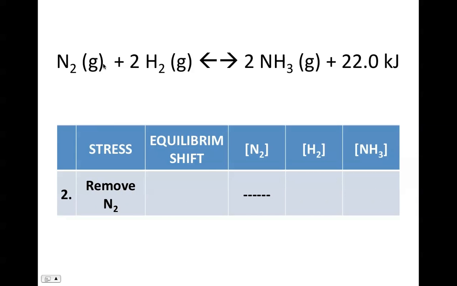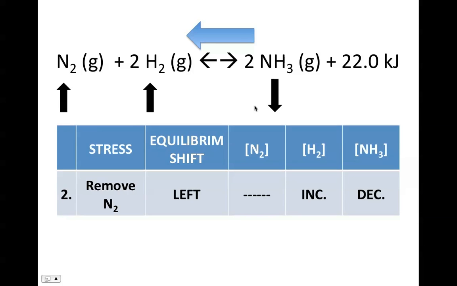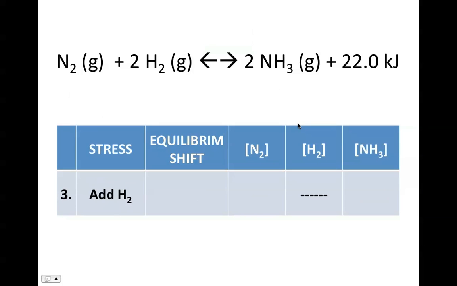Removing N2. So I'm taking out some of my N2 over here. I'm always going to shift towards what I'm adding to, or removing. Think about trying to replace it. Whatever I'm shifting towards is going to go up. Whatever I'm shifting away from is going to go down. So here, when we remove N2, we have a shift to the left. We're increasing H2 and we're decreasing ammonia.